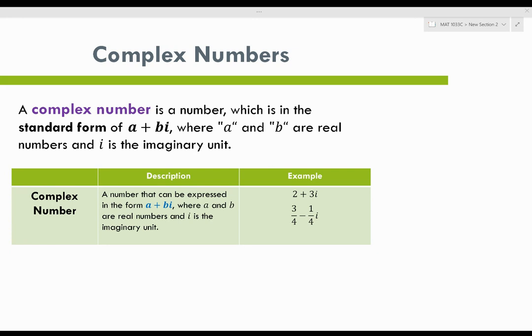So a complex number is a number which is in standard form of a plus bi, where a and b are real numbers and i is the imaginary unit. Okay, so a complex number is any number that takes this form, a plus bi, where a is its real part, bi is its imaginary part. So all of these are examples. So 2 plus 3i, or 3 over 4 minus 1/4 i, those are examples of numbers written in complex form.